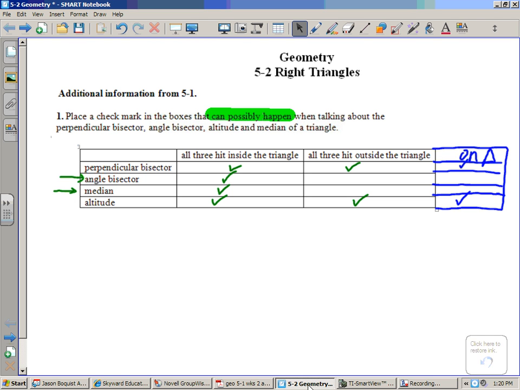So know that the perpendicular bisector and altitude, the two that have something to do with 90-degree angles, are the two that can have that happen. The other ones, they really can't. Okay. Or if you just remember how they're constructed, that kind of tells you too. Any questions on that?